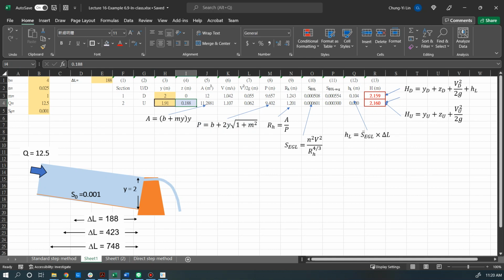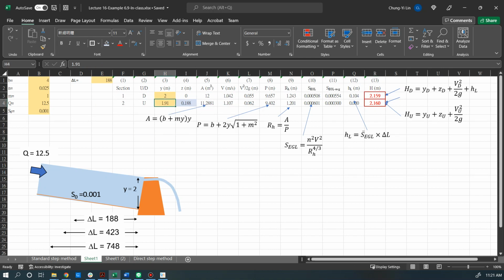Then we start our trial and error procedure, trying to make the energy balance with the correct water depth. The example in the textbook tells us that the water depth at this location is 1.91 meter. If we put this number down, we find these two energies are really close to each other. So we believe this water depth is acceptable at this section.